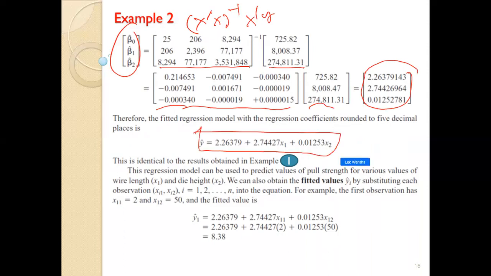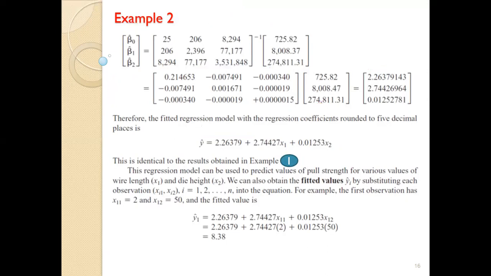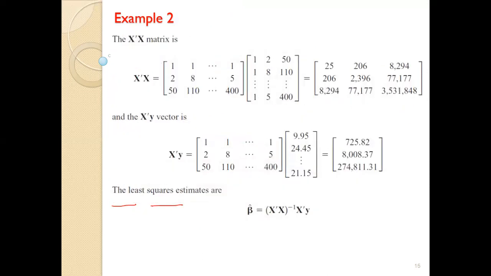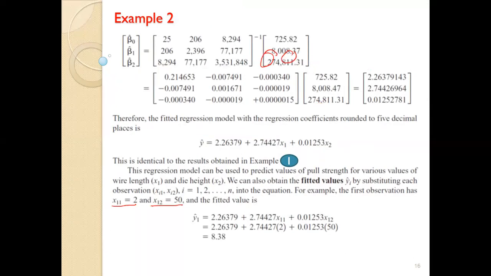Then you get the equation of y as a function of x1 and x2. If you would like to calculate the error, you substitute x1 and x2 and then you get y. You have 25 data points, so you substitute x1 and x2 25 times, and you get 25 error values. For example, for the first data, x1 equals 2 and x2 equals 50. You substitute x1 and x2, taking the first row of x1 and x2, and you get this y.